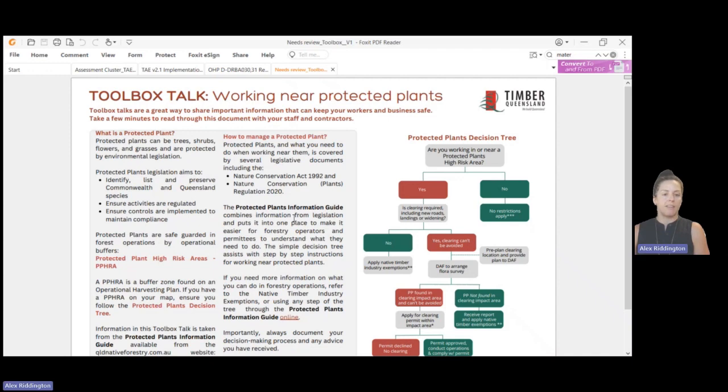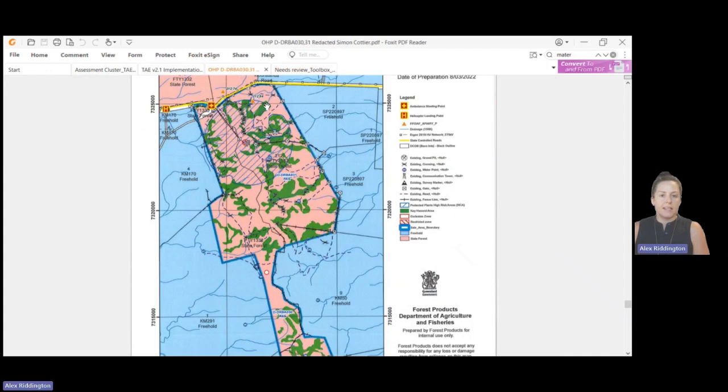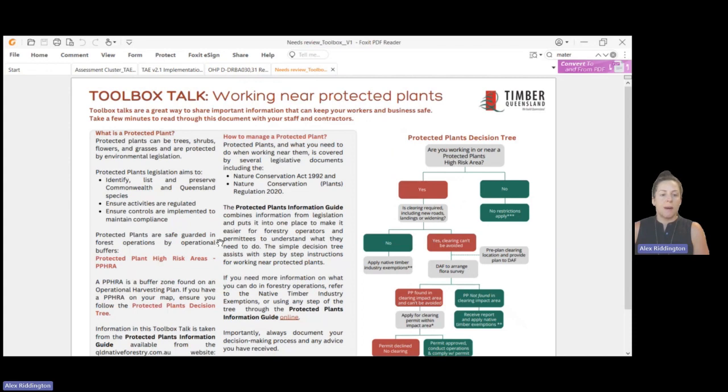A protected plant high-risk area is a buffer zone found in an operational harvesting plan. You can see here that on this operational harvesting plan, we've got a 2-kilometre buffer surrounding our protected plant. So if you see one of these on your map, then ensure you follow the protected plants decision tree.